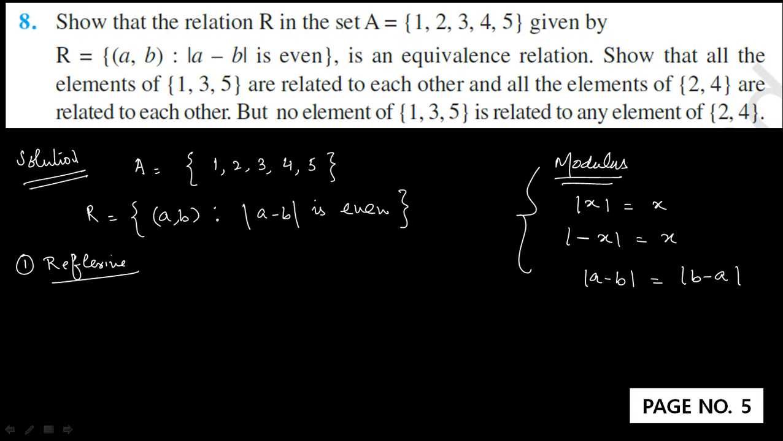If I am talking about the first condition, whenever I write (1, 1), what is the meaning of this? 1 minus 1, the answer is equal to 0. If I am writing (2, 2), again the answer is equal to 0. Now 0 is considered an even number. Therefore, the relation is reflexive.